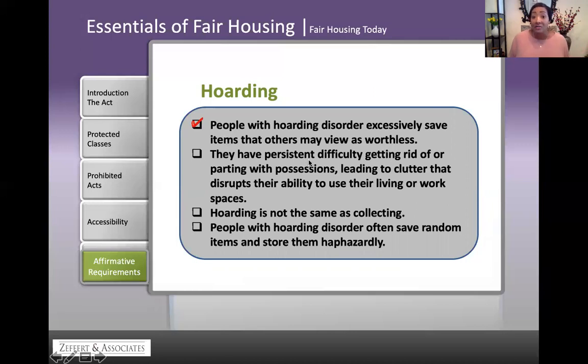They have persistent difficulty getting rid of or parting with possessions, leading to clutter that disrupts their ability to use their living or workspaces. Hoarding is not the same as collecting. People with hoarding disorder often save random items and store them haphazardly.